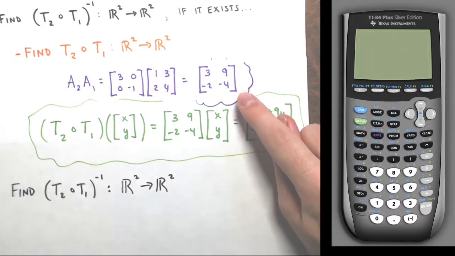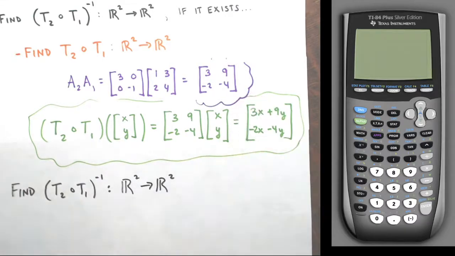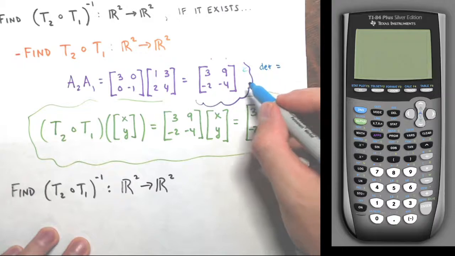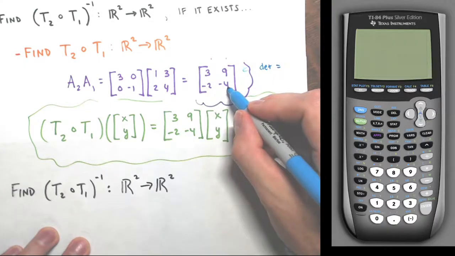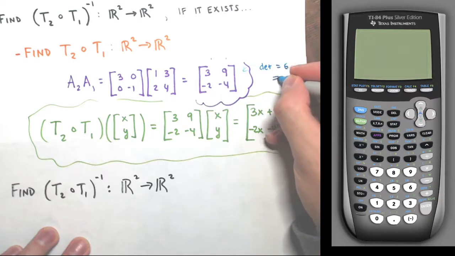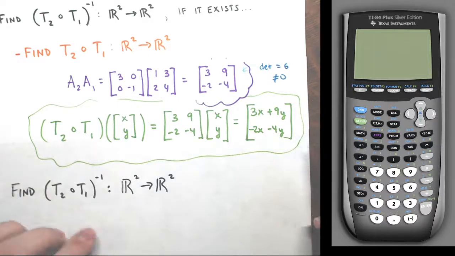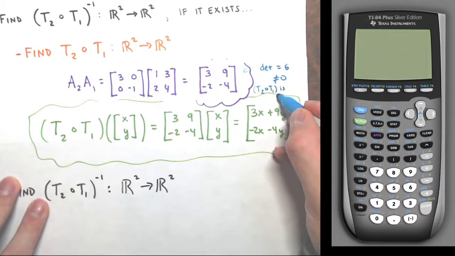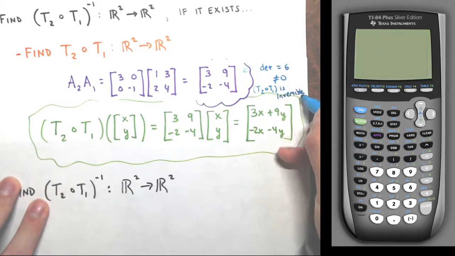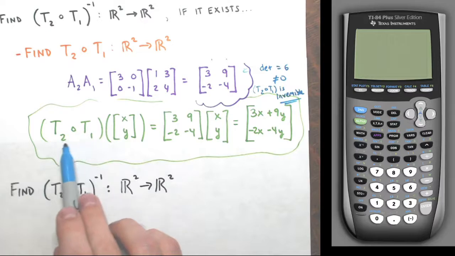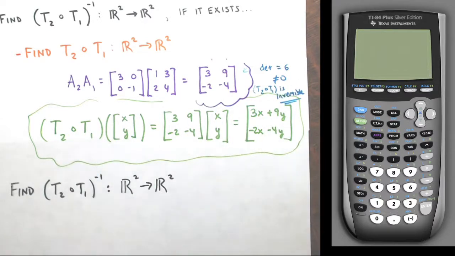Well, it does. Look at the standard matrix here. The determinant of this matrix is equal to -12 minus -18, so -12 plus 18 is 6, and that's not 0. So T2 composed with T1 is invertible. Yes, the standard matrix for the composition is invertible, so we should be able to find a rule for this.